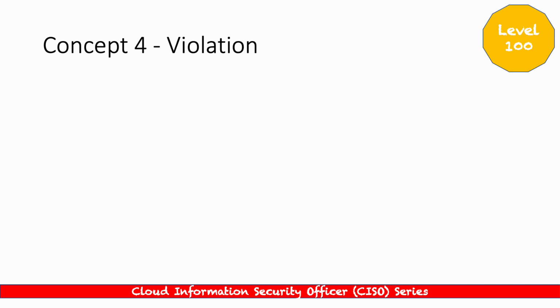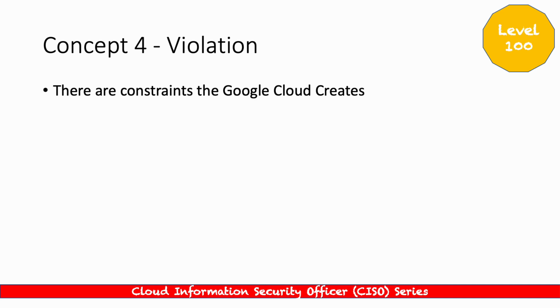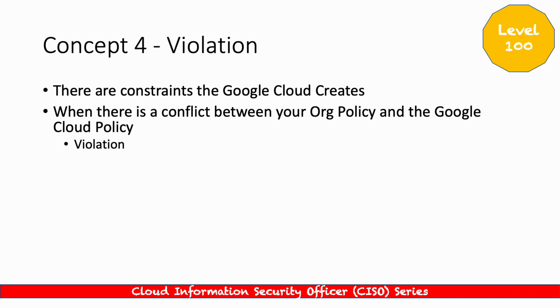And then, just briefly touching on the final concept, which is violations. Organization policies, great concept. Inheritance, great concept as well. But sometimes there can be a violation, because we are looking at a number of rules here: how we inherit things, how we merge things, and so on. At the most basic level, a violation is a constraint that Google Cloud creates, and it needs to create these constraints. So when there is a conflict between the organization policy that you, as a consumer of Google Cloud, have created and Google Cloud's policy, that's a violation.